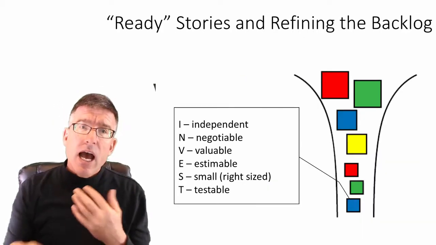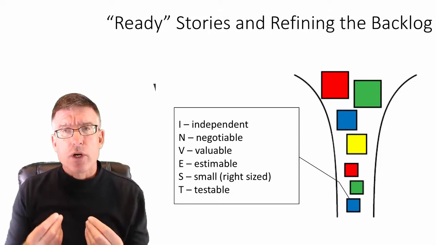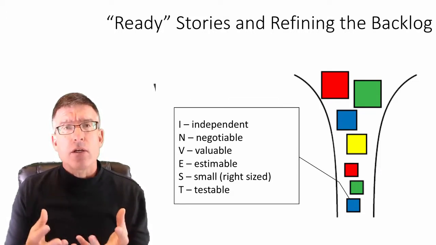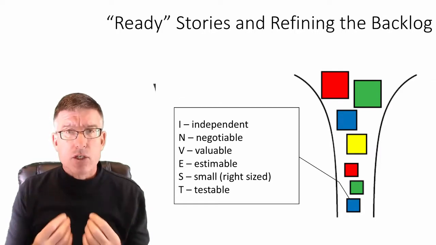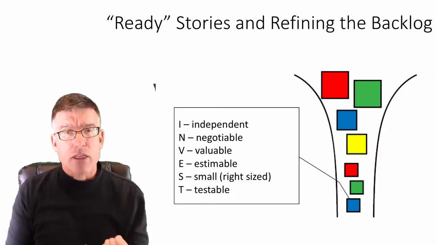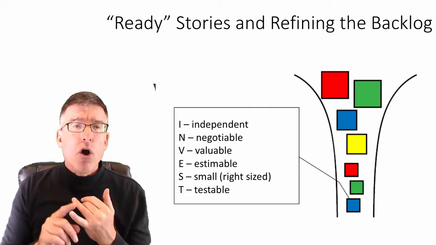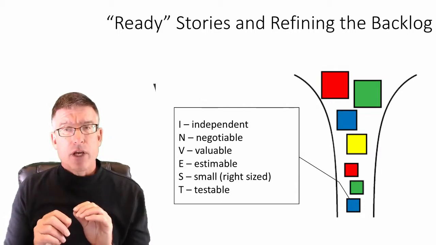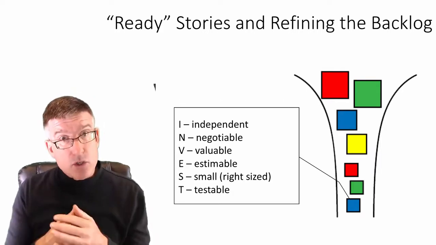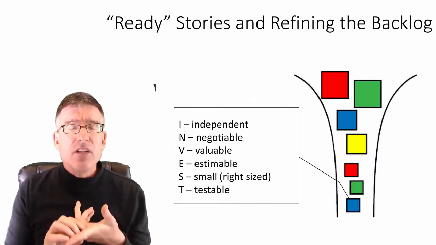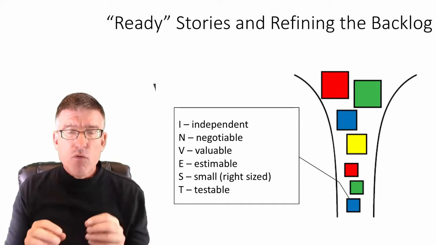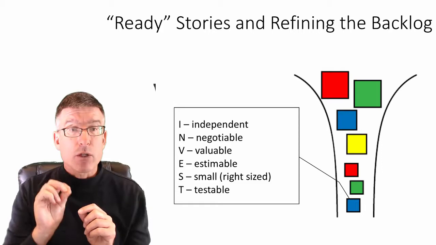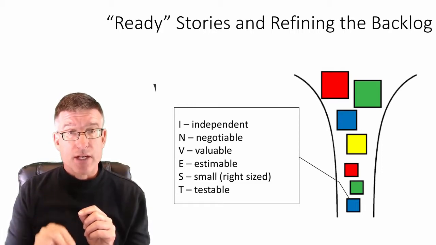So, how do we make sure that we have stories that are ready? One of the criteria that we could use for understanding when a story is ready and how we can refine the backlog is the so-called INVEST criteria. Now, INVEST is a lovely little acronym. People can say invest in good stories, for example. It's a lovely little acronym for saying what the attributes are that we should be looking at in a story to ensure that it's ready.